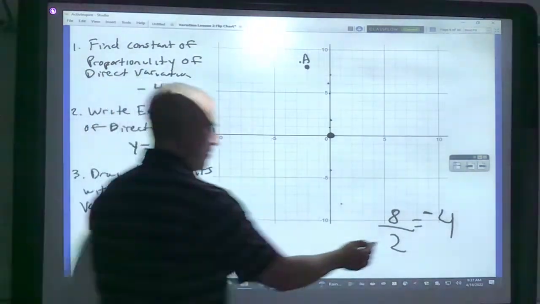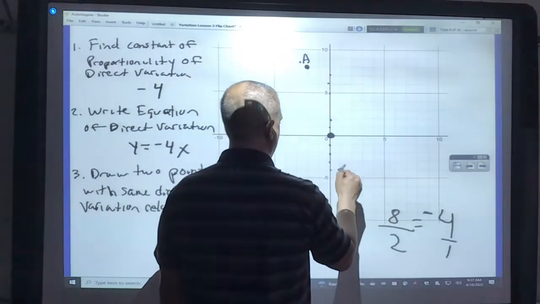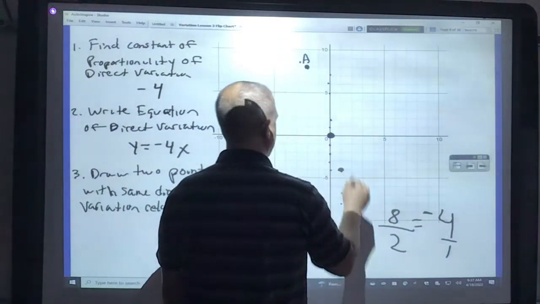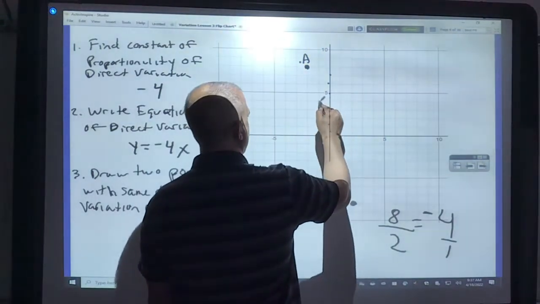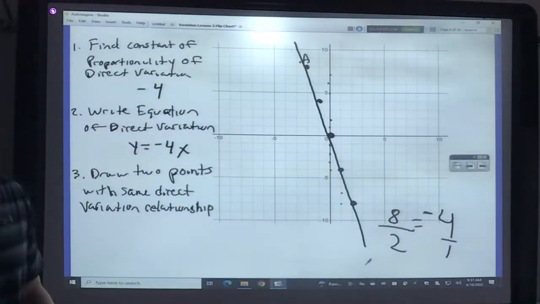All right, what does negative 4 over 1 mean? Well, from this, 1, 2, 3, 4 over 1. Okay, go the other way, 1, 2, 3, 4 over 1. Bottom line is, it has to go through the center.